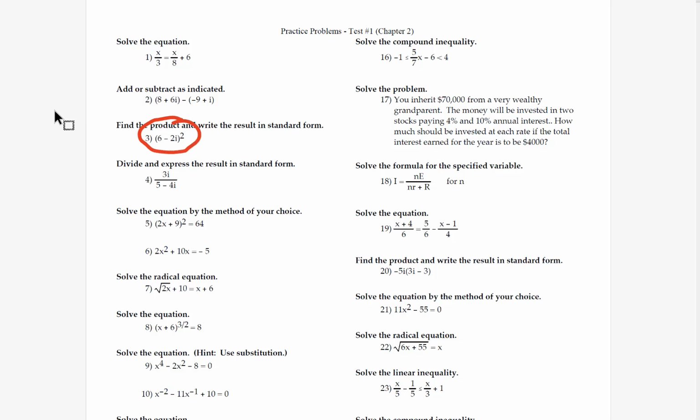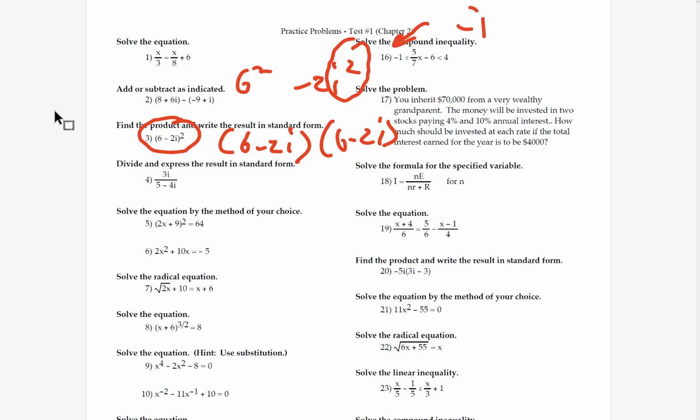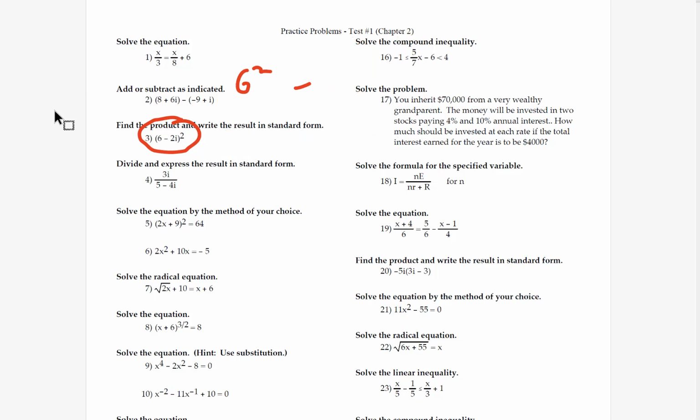This one right here, a couple mistakes students will make. One is they'll just say that it's 6 squared minus 2i squared, and that is not correct. To do this, you need to do 6 minus 2i times 6 minus 2i. That's what it means to square something. In addition, your final answer should not have an i squared in it, so be sure the i squared gets turned into a -1.